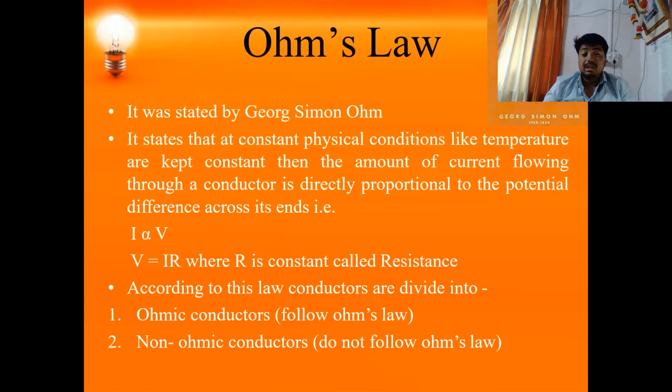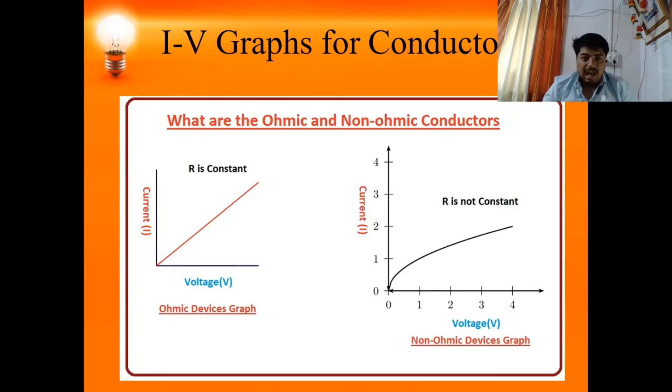But the non-ohmic conductor does not follow Ohm's law. That is, the V and I graph of these conductors is non-linear. It's rather exponential than linear. Now, let's understand the graphs of conductors. What are ohmic and non-ohmic conductors, through the graph?